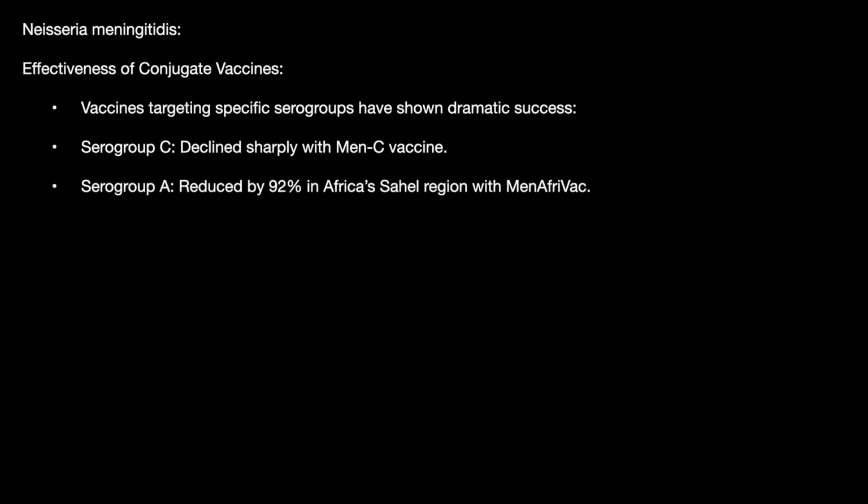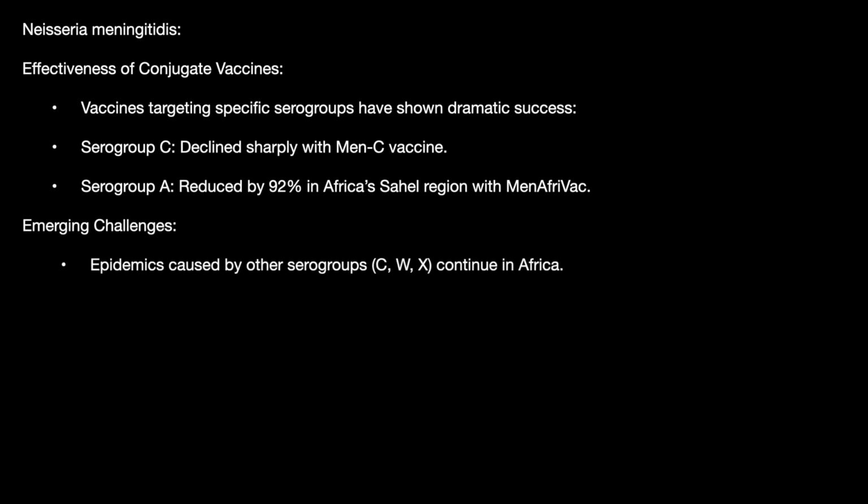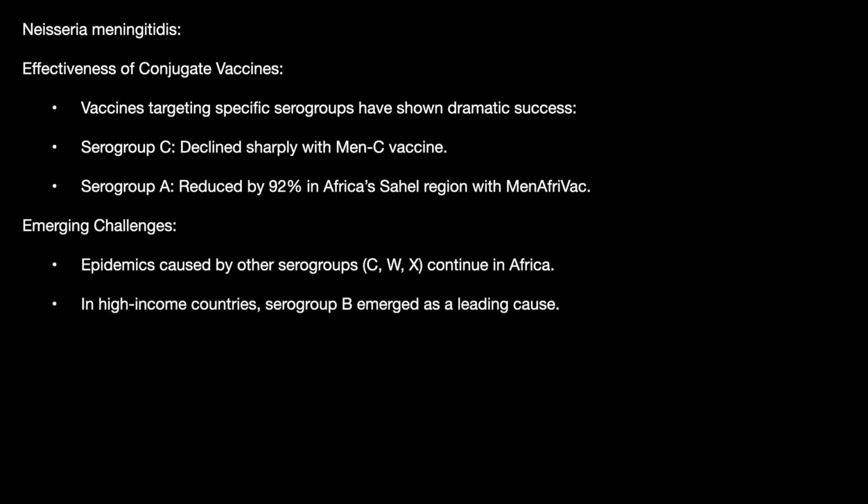Regarding Neisseria meningitidis, the effectiveness of the conjugate vaccine is good and it has shown dramatic success. For serogroup C, there is a sharp decline with the Men C vaccine. Serogroup A has reduced 92% in Africa with MenAfriVac. The emerging challenges, though, are that epidemics caused by other serogroups are continuing in Africa, that is C, W, and X. In high-income countries, serogroup B is emerging as a leading cause of meningitis.